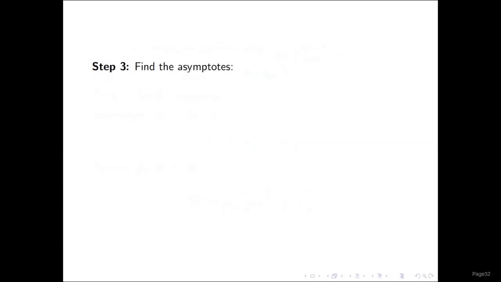Next, step 3, find the asymptotes. There are two, vertical and horizontal asymptotes. For the vertical asymptotes, there may be more than one, there may be none. Unlike for the horizontal asymptote, there's at most one. So for finding the vertical asymptote, set the denominator to 0. For the x-intercepts, you set the numerator to 0, but for the vertical asymptotes, you set the denominator to 0.